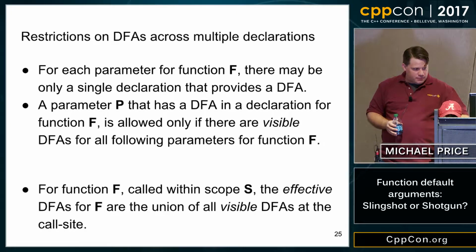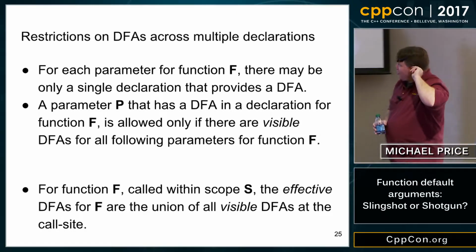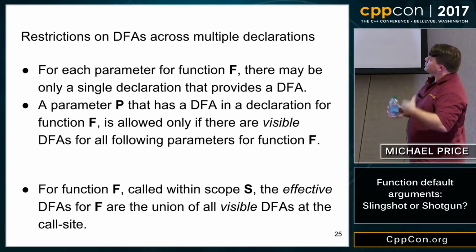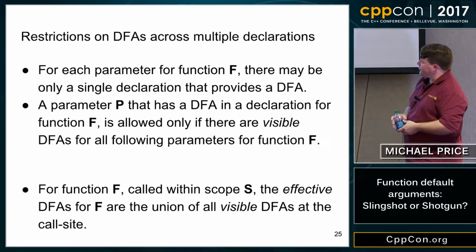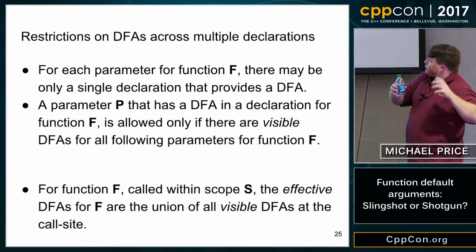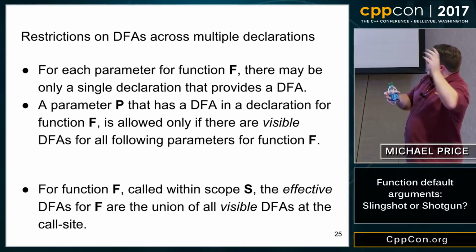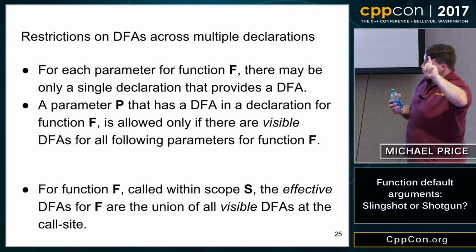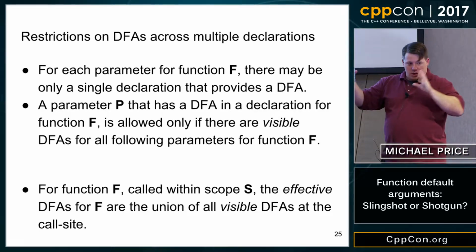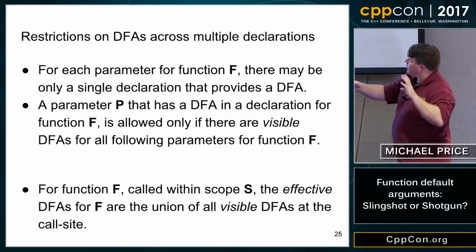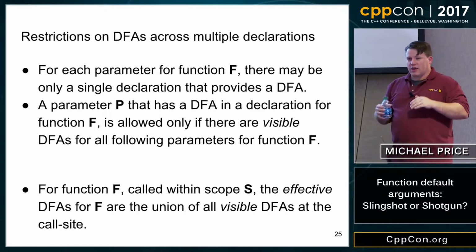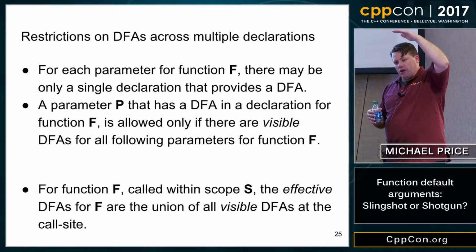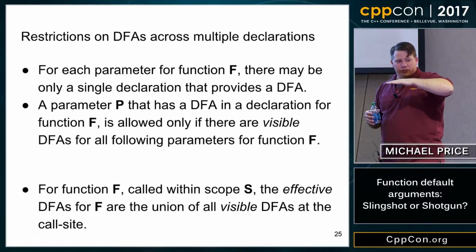Okay. All right. So a little bit of formalish language. Restrictions on them across multiple declarations. Given a function f, for each parameter in that function f, there will be only a single declaration that provides a default argument. Okay? So you can't say there's a default argument for parameter 2 here and another default argument for parameter 2 later on.